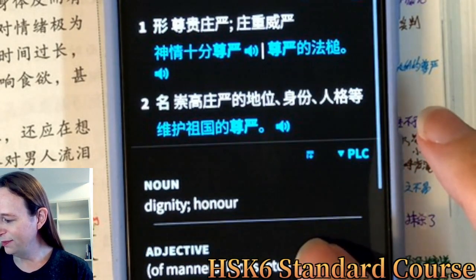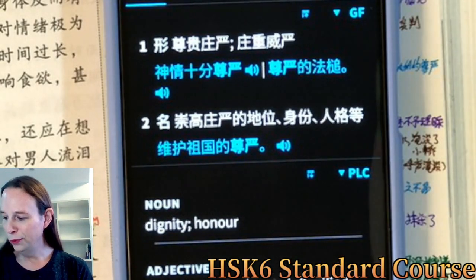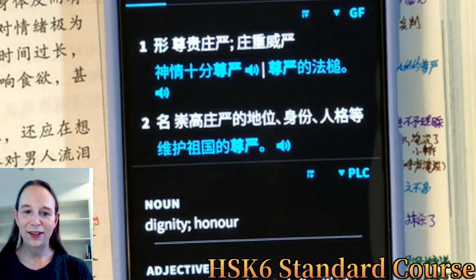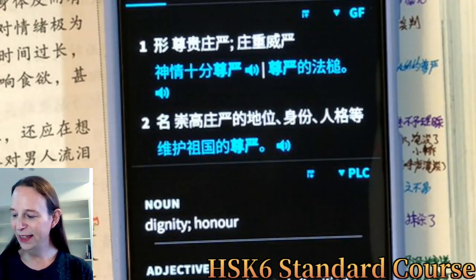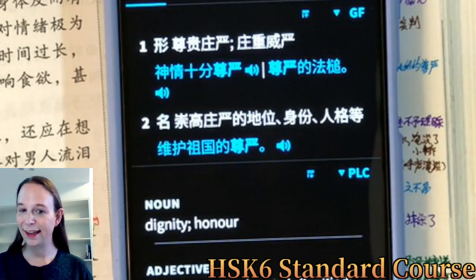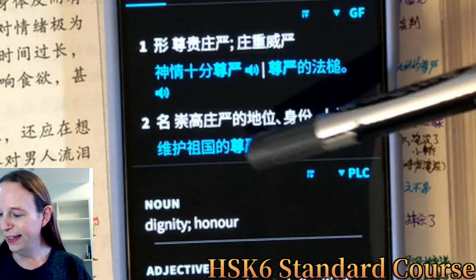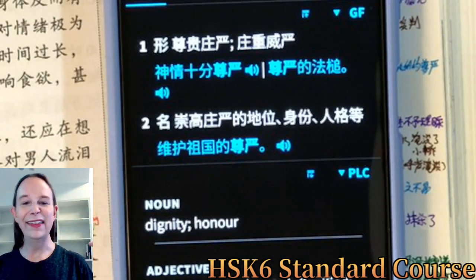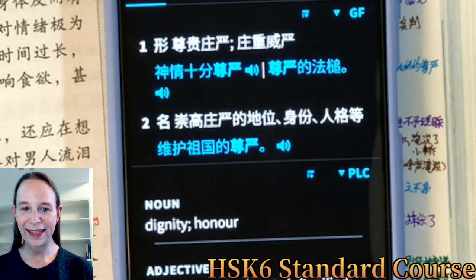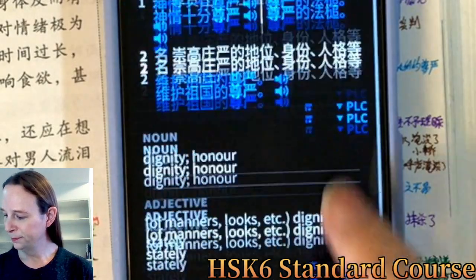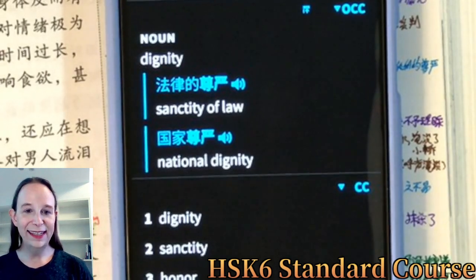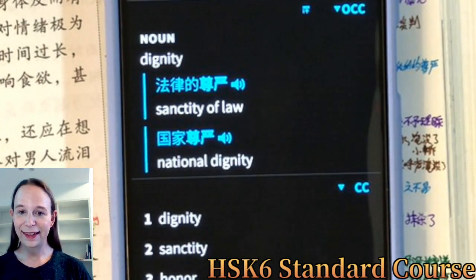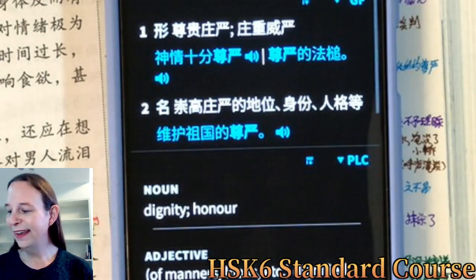All right, this one. 维护祖国的尊严. Yeah, so preserve 祖国 is the motherland. Presumably, if they're speaking Chinese, the motherland will be China. The dignity of the motherland. Could be another country though, if it was translated into Chinese. 法律的尊严. The sanctity of law. Sanctity kind of works here, isn't it? 国家尊严, national dignity. Yeah.